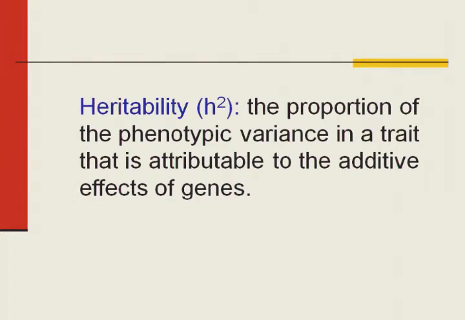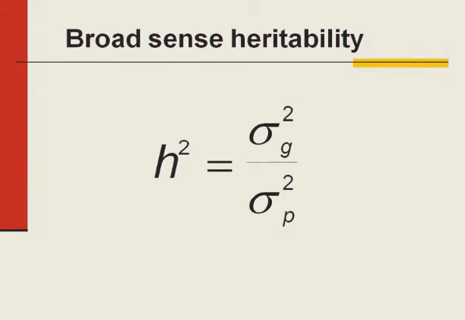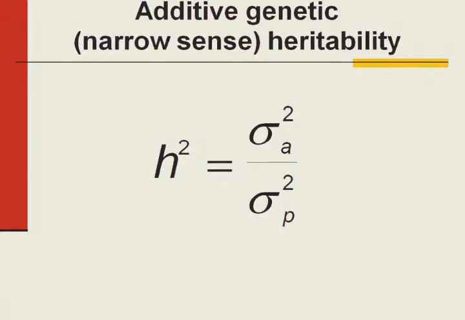Okay, so heritability has come up a couple times during the last few days. Heritability is the proportion of the phenotypic variance in a trait that's attributable, in the cases when I use it, to the additive effects of genes. So broad sense heritability is that total genetic variance component over the total phenotypic variance. What proportion of our phenotypic variance is attributable to our genetic component? The heritabilities I'll show you are additive genetic narrow sense heritability, which are just that additive component over the total.